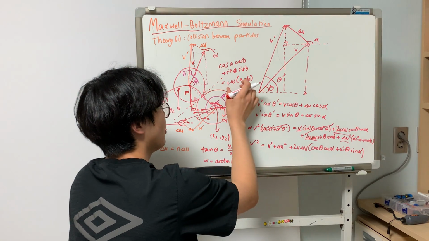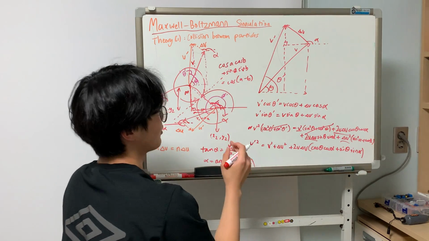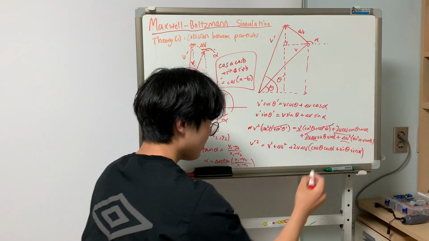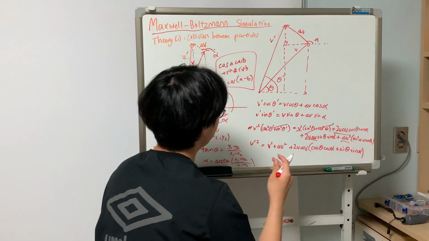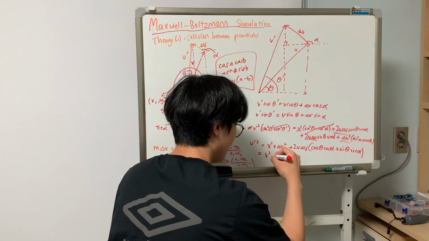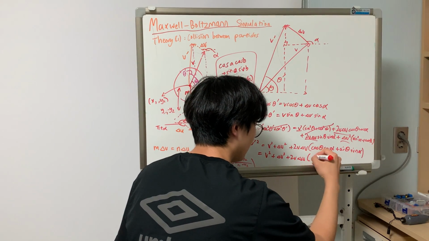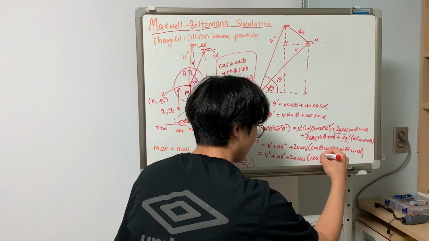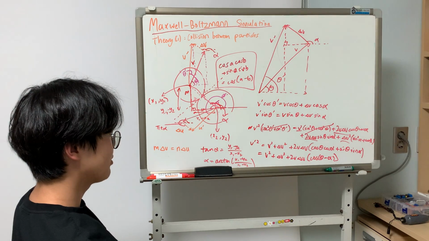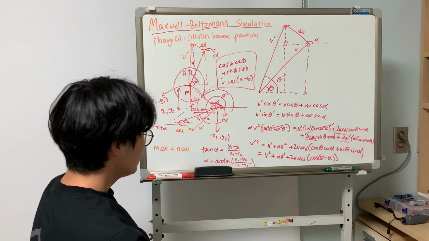So we have cosine A cosine B minus sine A sine B plus sine A sine B, because the minus sign is reversed. And so we have this relationship between A and B, and that's the same thing we see over here. A and B is substituted by theta and alpha. So we have V squared plus delta V squared plus 2V delta V of cosine theta minus alpha, like that. That's our expression for V prime squared.